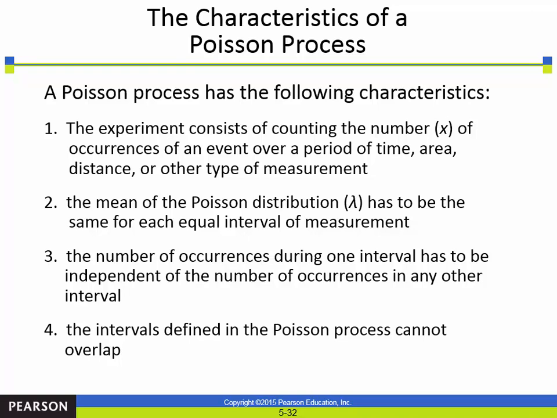The mean of the distribution has to be the same for each equal interval of measurement. The number of occurrences during one interval has to be independent of the number of occurrences in any other interval, and the intervals defined in the Poisson process cannot overlap. So if we're saying for each meter of cloth, then that's easy, right? Because it's each meter. They don't overlap each other. We have to make sure when we're specifying a time interval that we don't overlap. So if you say between 11 and 12 and between 12 and 1, we created an overlap. You have to say between 11 and 11:59, between 12 and 12:59. Does that make sense?